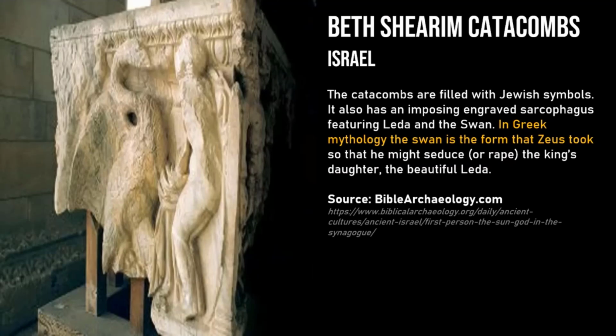So first we've got Medusa, then we've got Helios, and now we've got the Greek Zeus. The Jews, obviously in Israel, went as apostate as it gets because you can see that tons of their synagogues are filled with symbols that go back to sun worship.